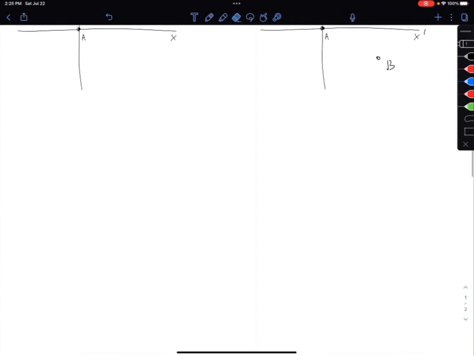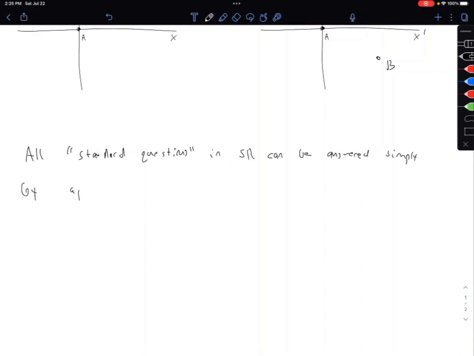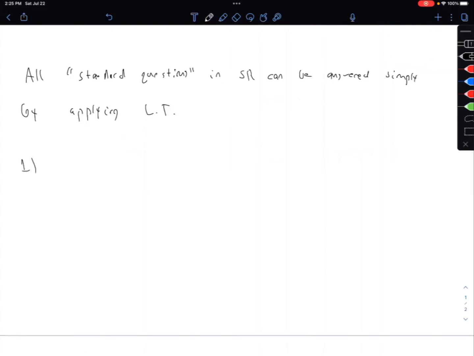Okay. So one thing I want to emphasize is that all standard questions in special relativity can be answered simply by applying Lorentz transformations. Okay, and let's just quickly go through that because there were some technical difficulties last time.